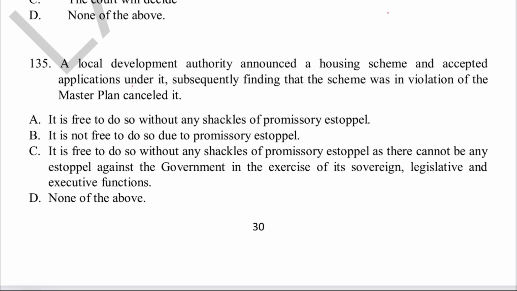Question 135. A local development authority announced a housing scheme and accepted applications under it. Subsequently, finding that the scheme was in violation of the master plan, it cancelled it. Option A: it is free to do so without any shackles of promissory estoppel. B: it is not free to do so due to promissory estoppel. Option C: it is free to do so without any shackles of promissory estoppel, as there cannot be any estoppel against the government in the exercise of its sovereign, legislative and executive functions. And option D is none of the above. This is basically a general principle, and the right answer is option number C.